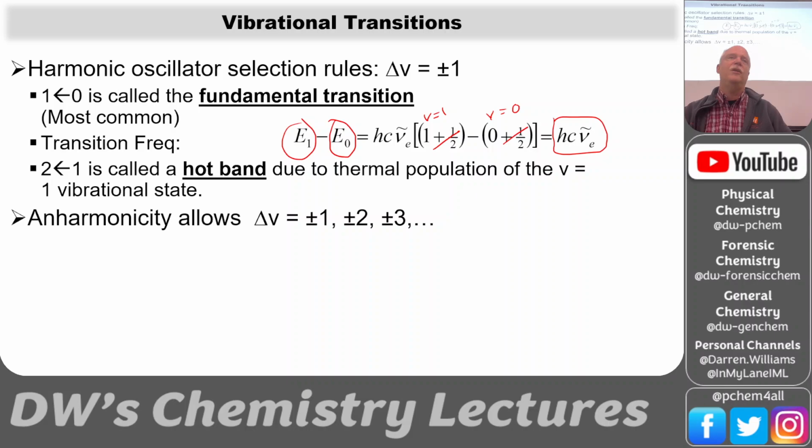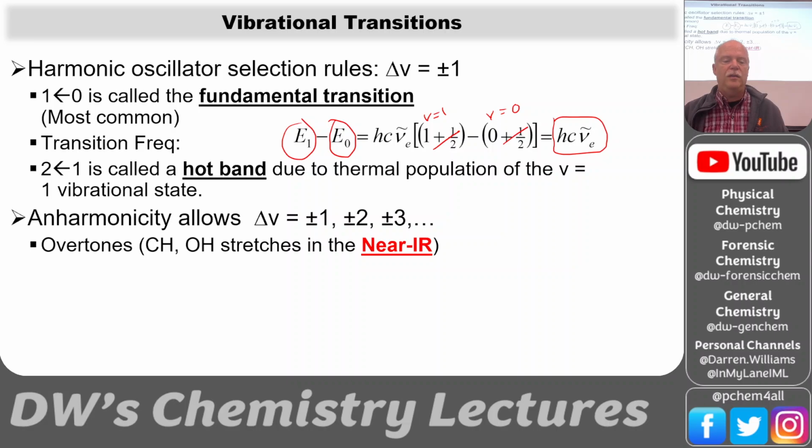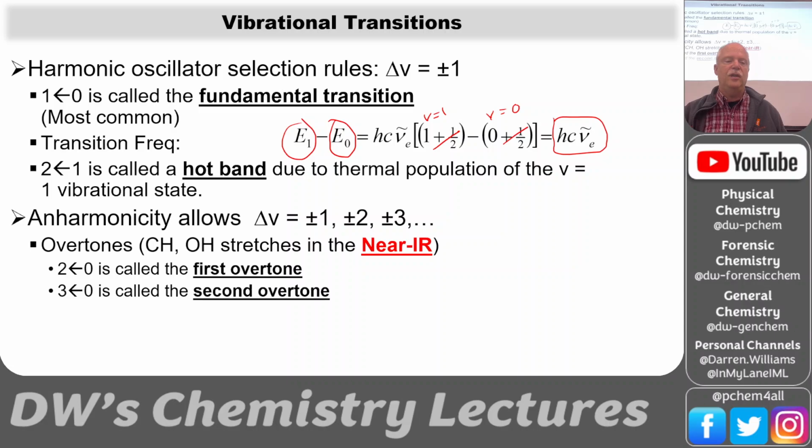So normally plus or minus 2 would be forbidden by symmetry. But that symmetry is based upon a perfect harmonic oscillator. If we let one side slip because we got a dissociation, now the symmetry is broken and we can have plus or minus 2 and plus or minus 4. And so these are called overtones, and they stretch out in the near infrared region. Okay, so 0 to 2 is the first overtone. 0 to 3 is the second overtone.